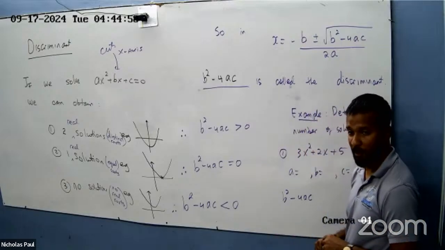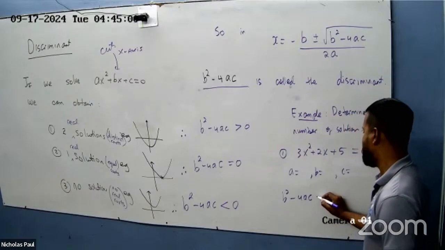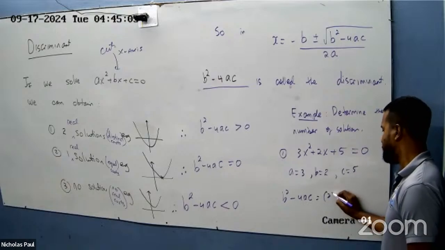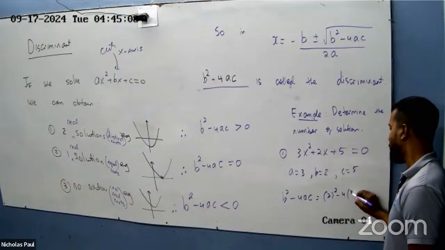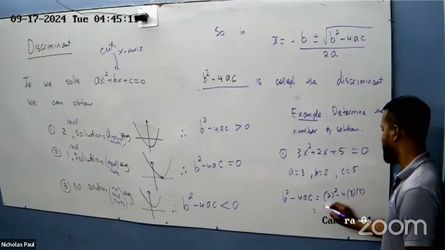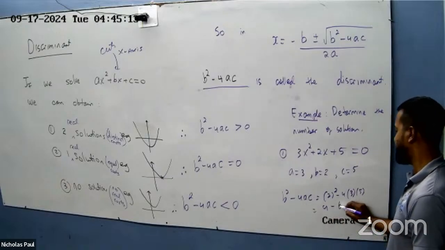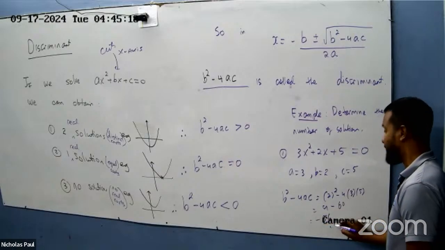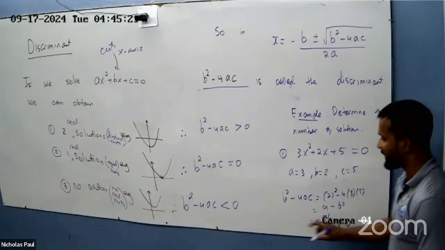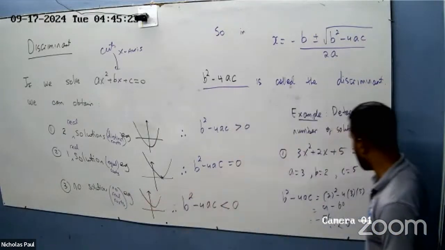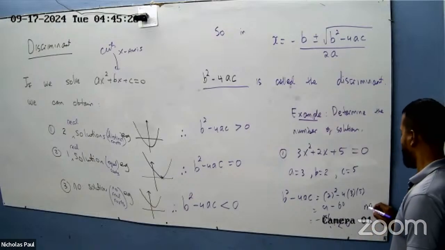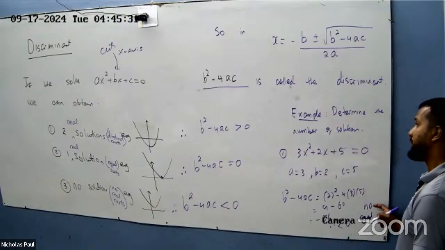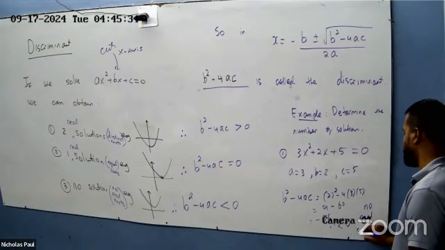So B is 2, A is 3, C is 5. So that's 2 squared minus 4 times A times C. So that's 4 minus 60. So you get minus 56. That is less than 0, right? So therefore, no real roots. For those who are online, you mightn't see here, but I just wrote in no real roots or no real solution.